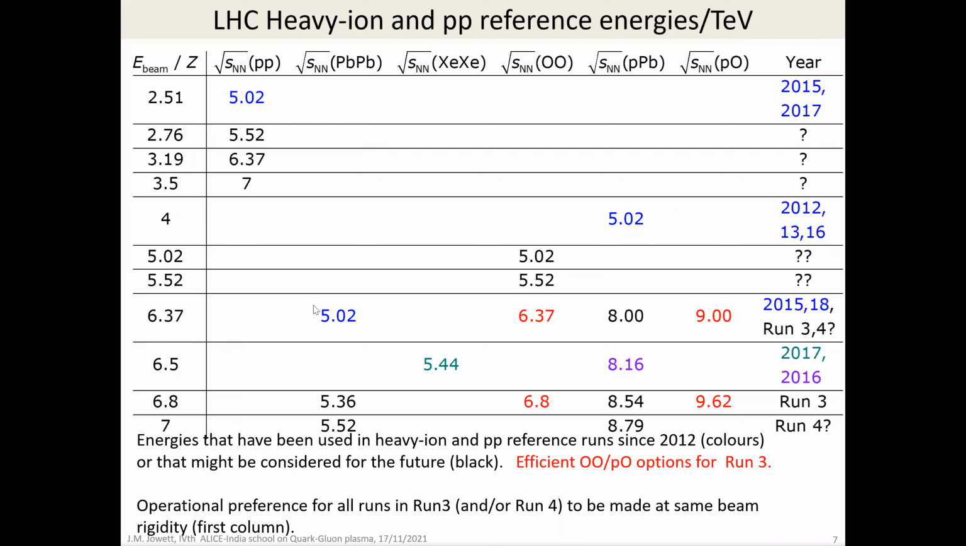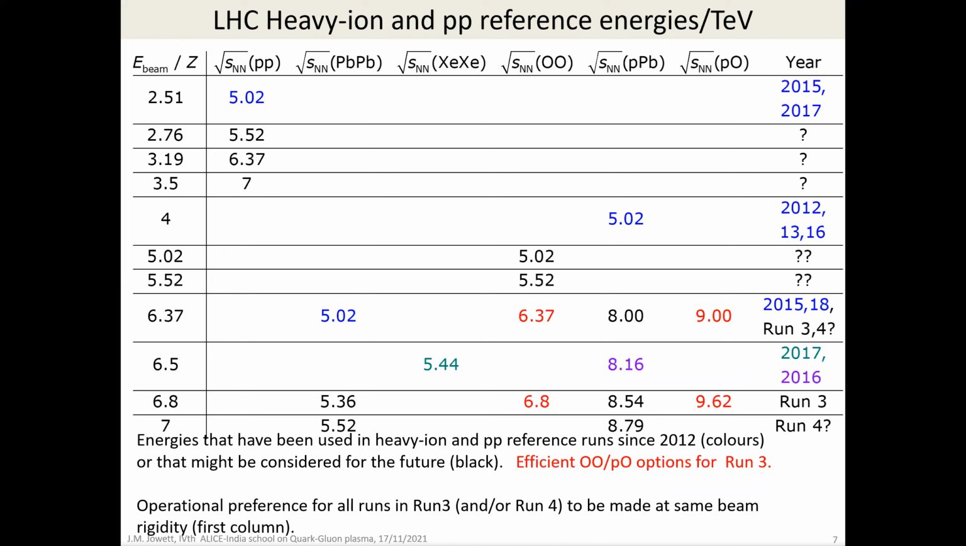So that was a reason for choosing this special energy at that stage. And now the 7 TeV proton energy is still not quite accessible because there's not been enough time to train all the magnets. So run 3 will be done at 6.8 TeV proton energy, which will allow us to get to 5.36 TeV in lead collision energy.